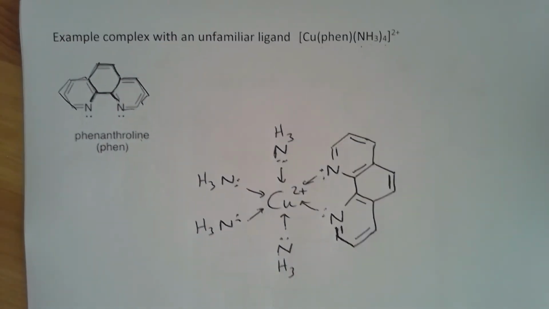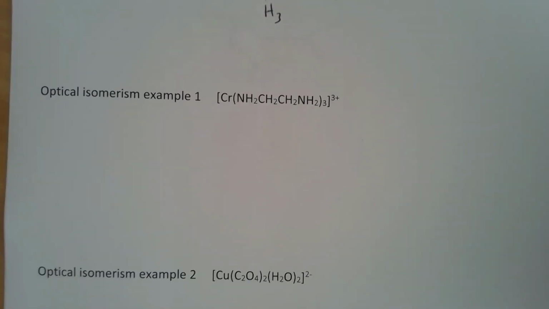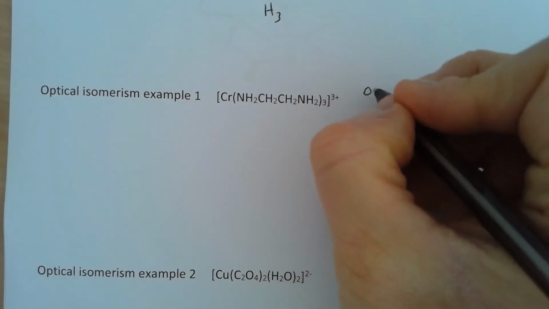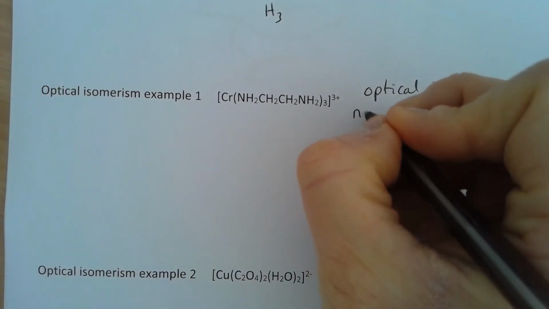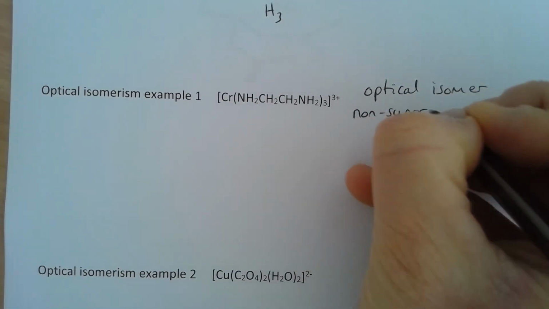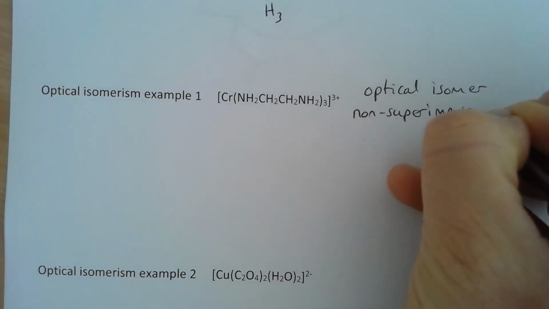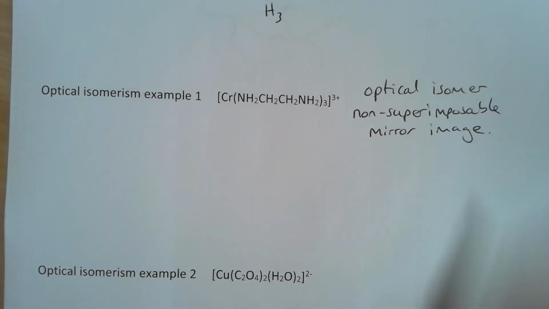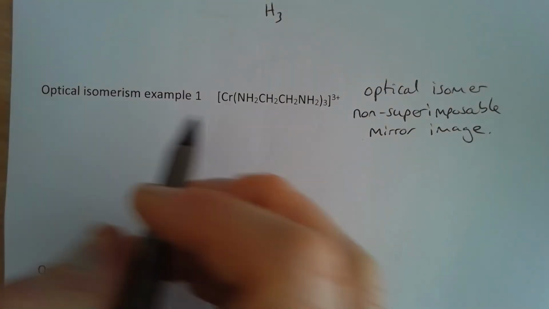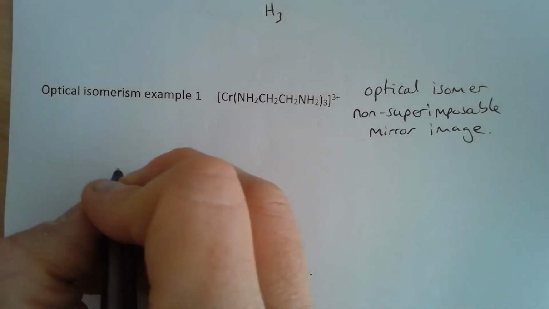Okay, so we've dealt with how to draw complexes. Let's have a look at optical isomerism. Now, an optical isomer is when we form a non-superimposable mirror image. You'll come across this a lot more when you study organic chemistry. I'm just going to show you simple ones for transition metal chemistry for now.